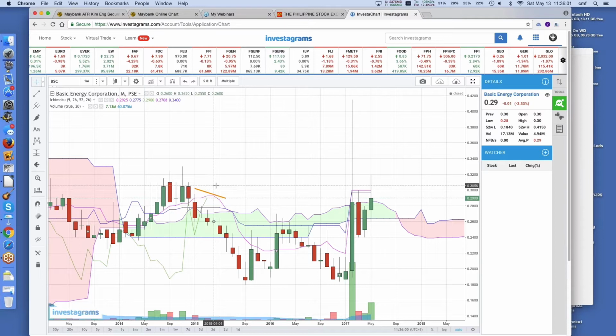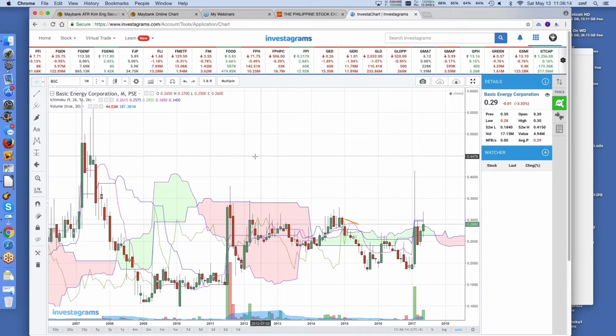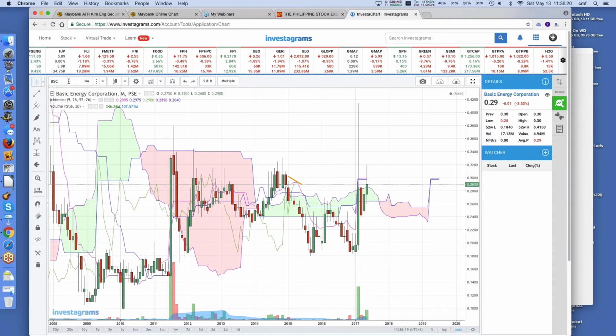Previously, it was able to go above that, and then it ended the week below. So let's see next week if this is able to break above that. Your potential is very high for BSC because there are no more elements above it. There's nothing else to hinder price. There's no Kumo, no Kijun, no Tenkan, nothing.